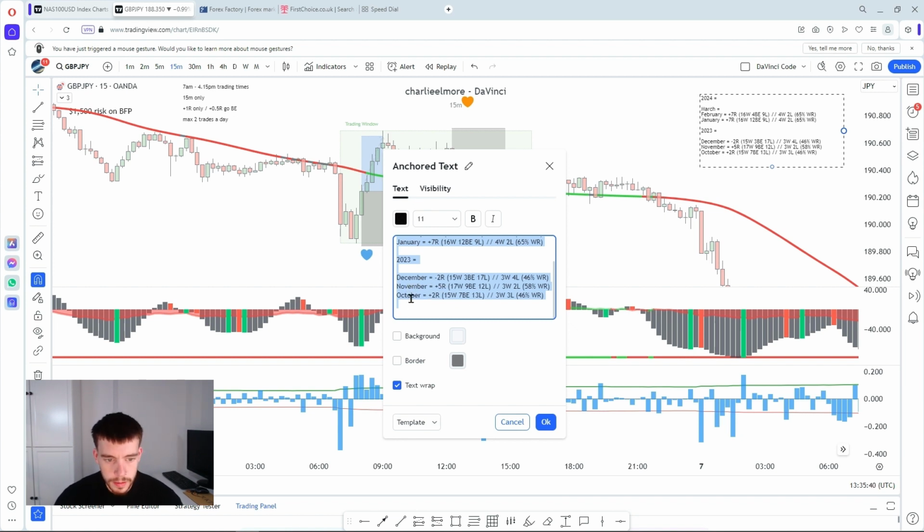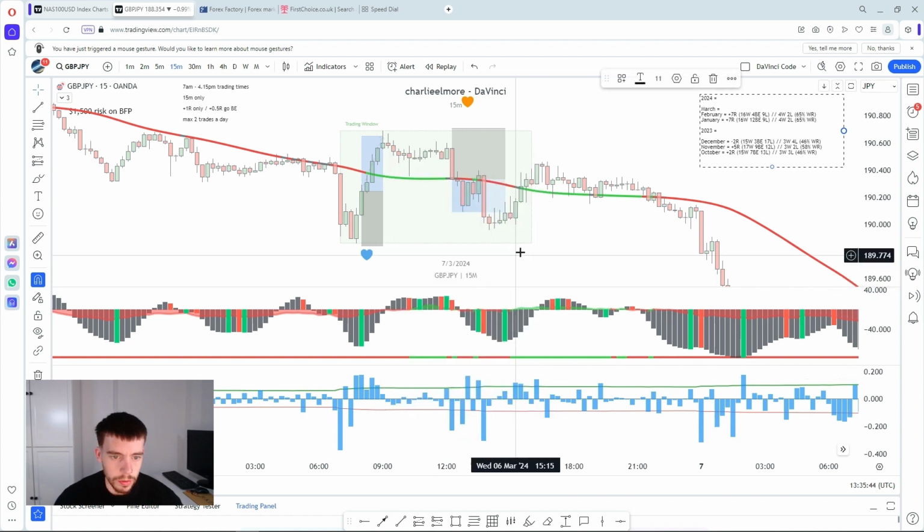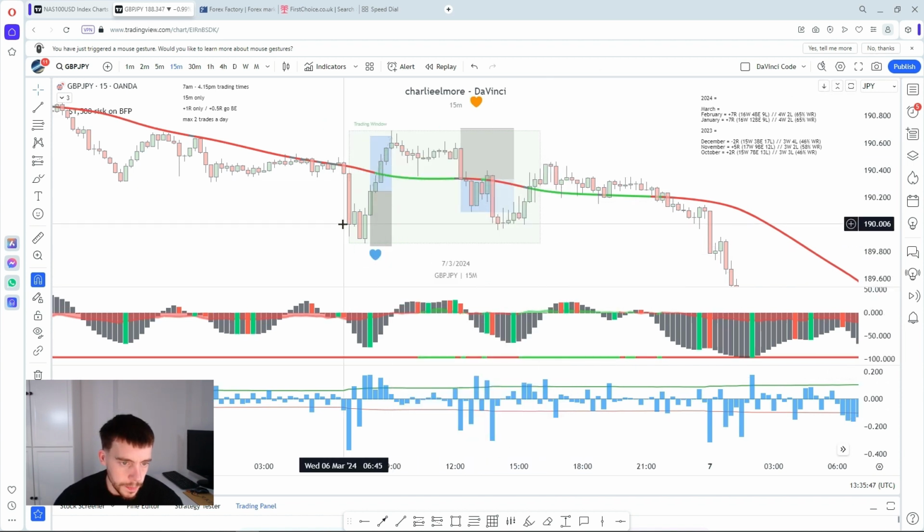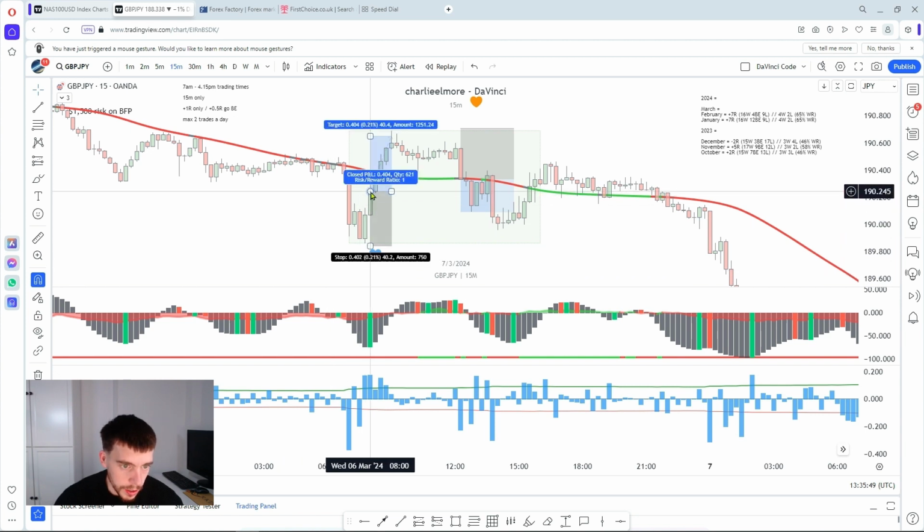November plus 5R, October plus 2R. Again, you can see all of the results there. So let's go through it. Okay. So yeah, this was a buy. What I've been testing is that this would be the entry on the closure of that 15-minute candle, with a 1-to-1 target.